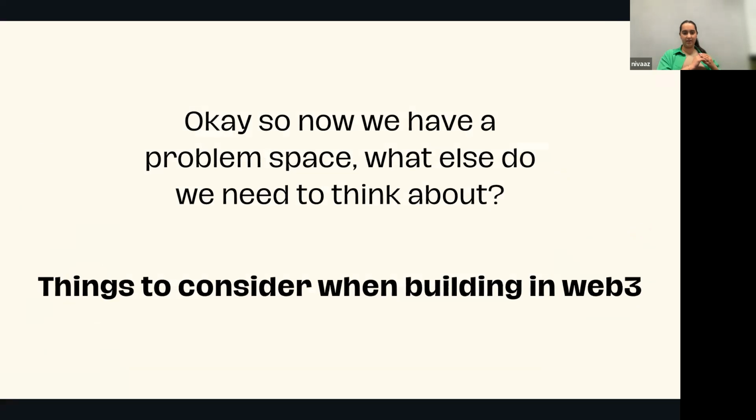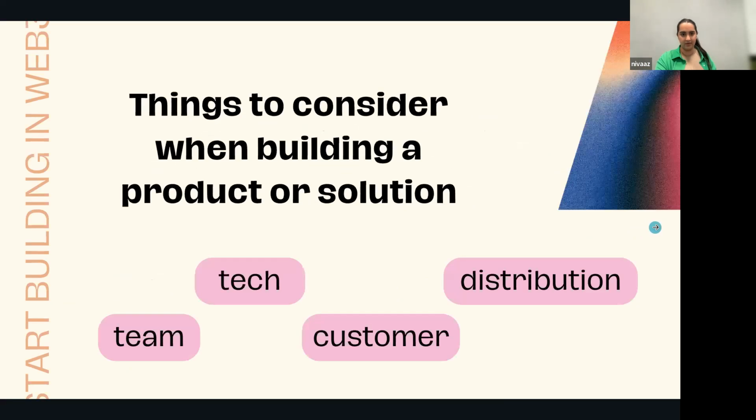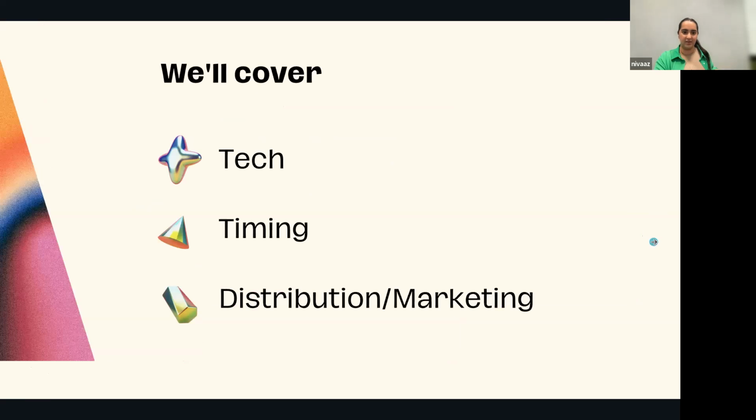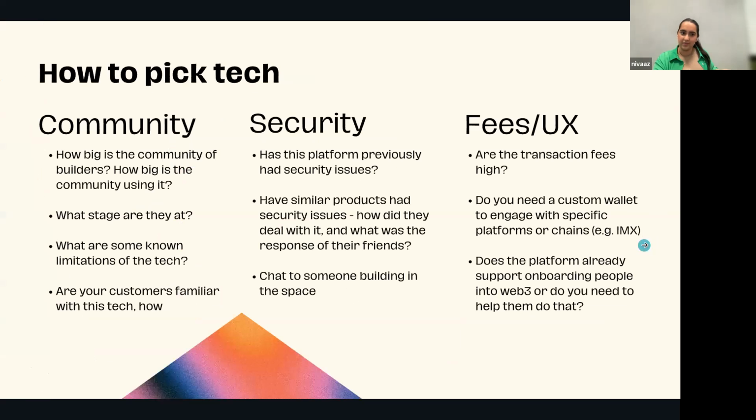Cool. So now that we can establish a problem space, what else do we need to think about when we're building in Web3? A couple of things to think about when you're actually starting to build are team, tech, customer, and then how do you ultimately distribute your product in a decentralized world? So we'll look at tech, timing, and then distribution. In terms of tech, I've got a lot of content here, so I might summarize it as I go because I know I'm going a little bit over.